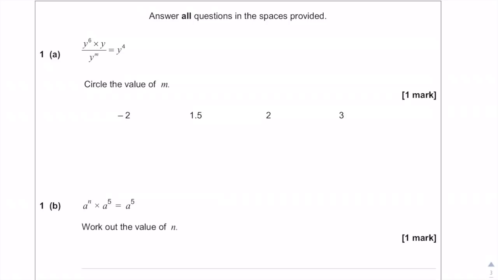Question 1, part A, we've got y to the power of 6 times y all over y to the power of m equals y to the power of 4. We need to circle the value of m.